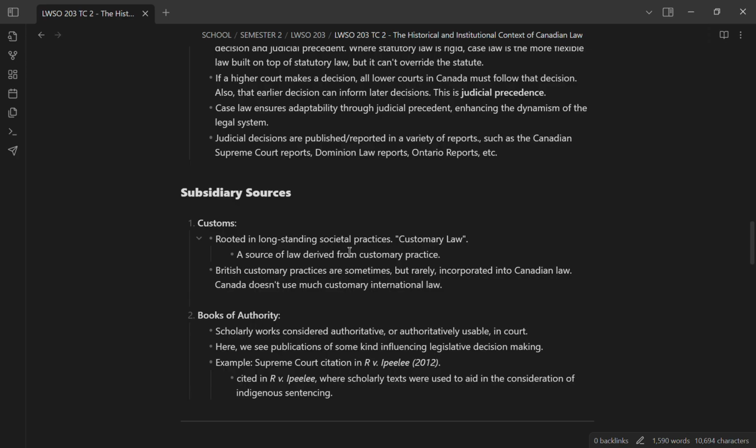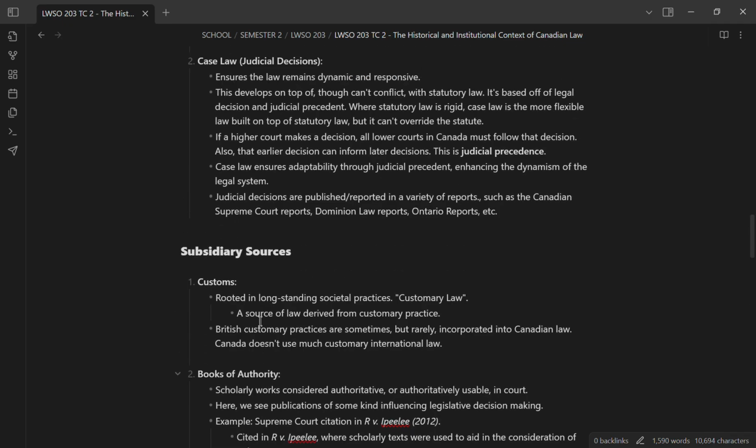These are scholarly works considered authoritative, usable in court, whatever it may be. The Supreme Court, in the case of R v Ipeelee, cited essentially that scholarly text can be used to aid in the consideration of Indigenous sentencing, right? Kind of considering Indigenous history through scholarly work.